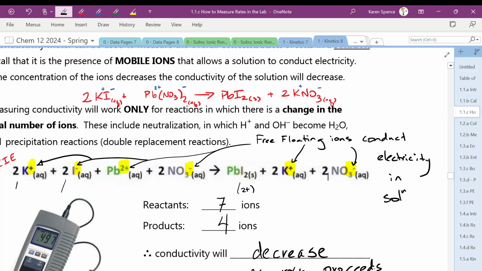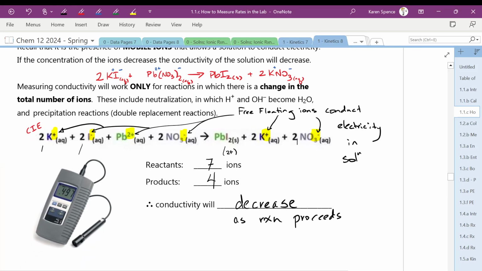Again, is that an easy thing to measure with a conductivity meter? Stick the probe in. Yeah, it's not bad. Okay, so you are good if you have a change in concentration of all the amount of ions. You're good if you have hydrogen ion. You can use a pH meter. You're good if you have a colored species.